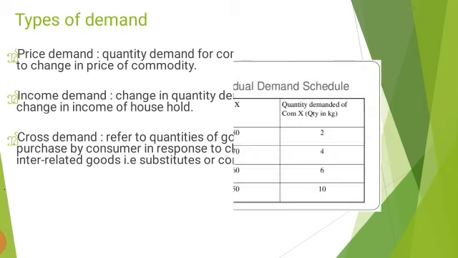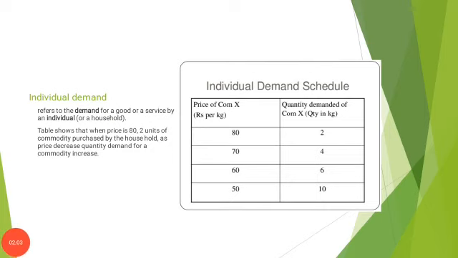Now we have individual demand. Individual demand refers to quantity demanded by an individual consumer. From the table, we can easily understand that when price is 80, quantity demanded for a single consumer in a market is 2. When price is 70, quantity demanded increases from 2 to 4. When price is 60, quantity demanded increases from 4 to 6. When price is 50, quantity demanded also increases from 6 to 10.